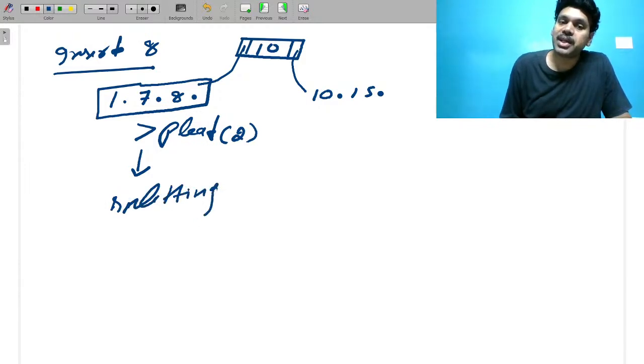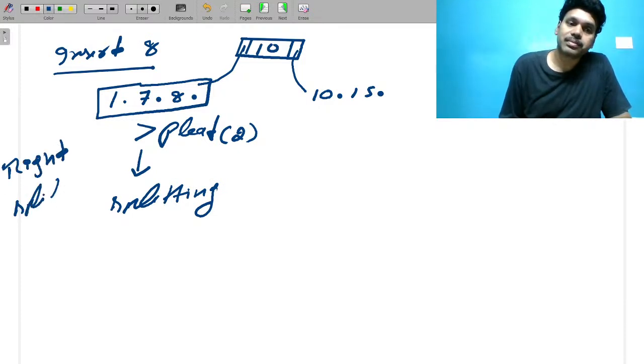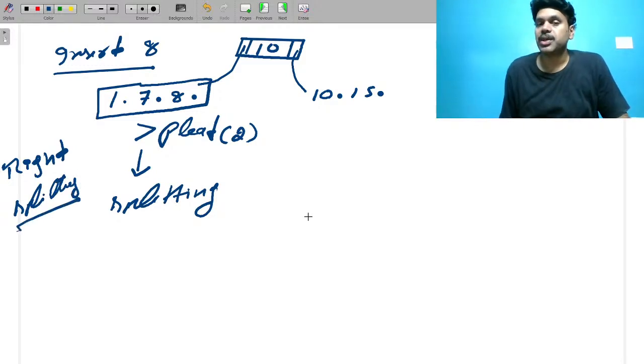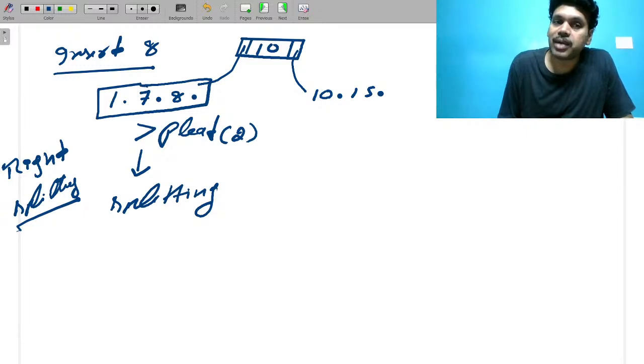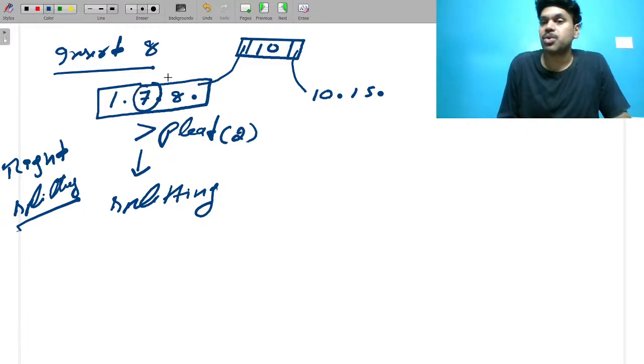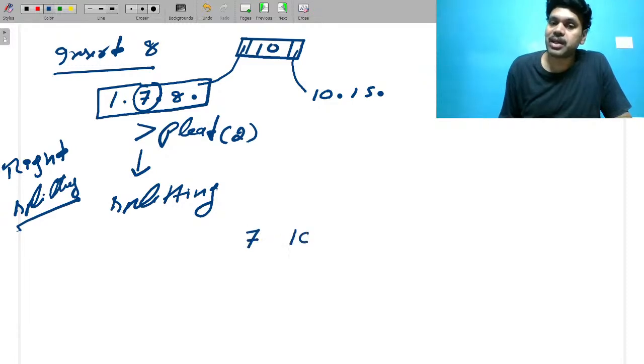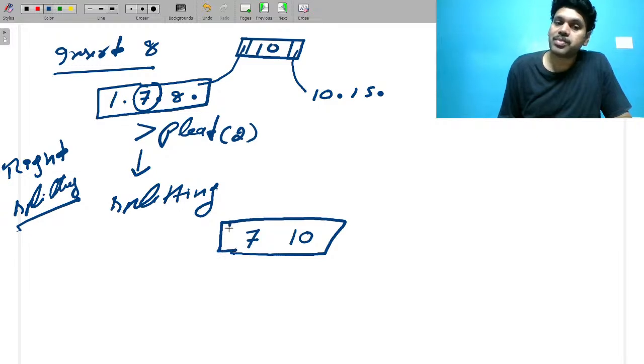As I am using a right splitting, so you need to consider it in the entire tree. So right splitting I am doing. Therefore, this middle element, that is the 7, is going to be entered into root. So therefore, 7 and 10. Now observe, there is a block pointer, and there is a block pointer, and there is a block pointer.